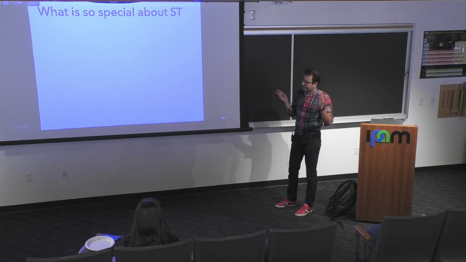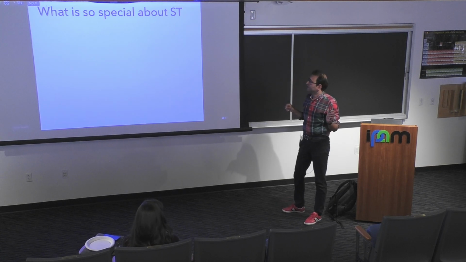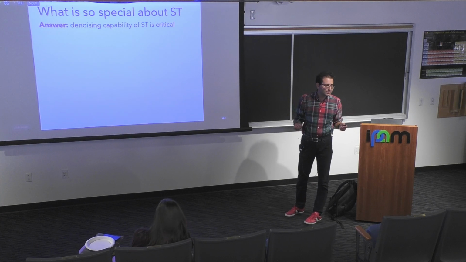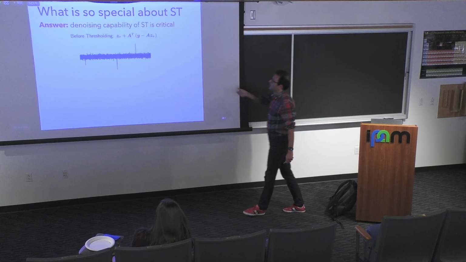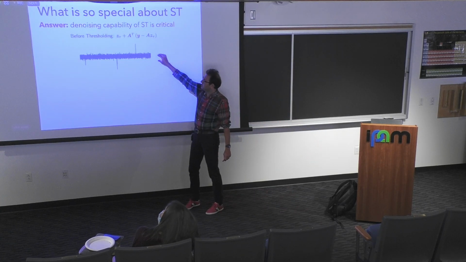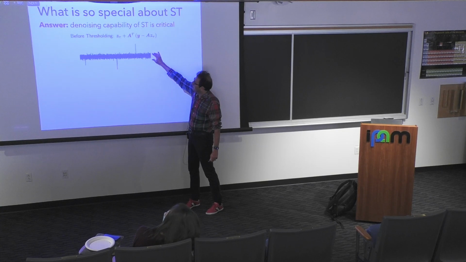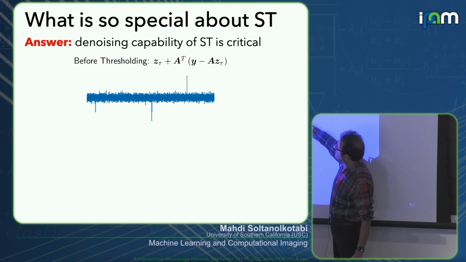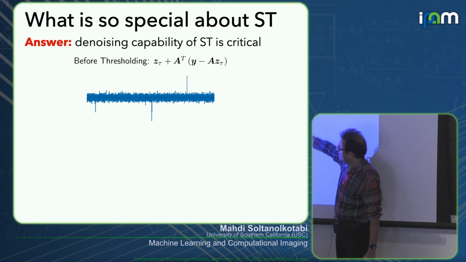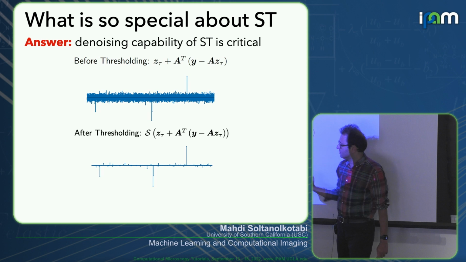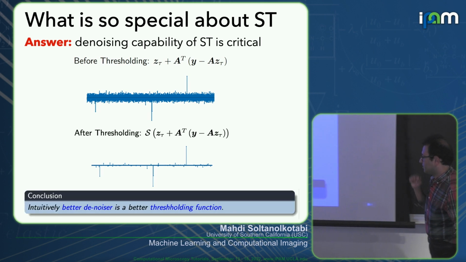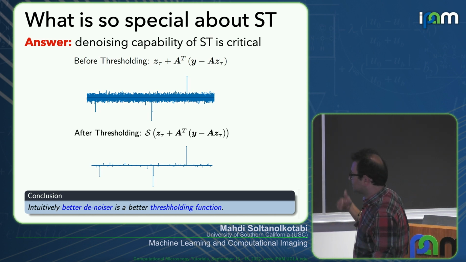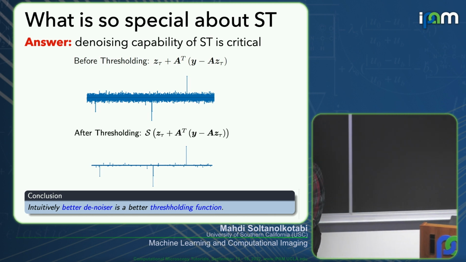Really, the way I think about it, what is so special about soft thresholding is that it's a good denoiser for the class of priors, in this case sparsity, that you're interested in. You can think of each iteration, and this is actually the thought process in some of the earlier compressive sensing work, as having a noisy signal because of the undersampling in the measurements, and you're trying to denoise it. This is why you do soft thresholding. Intuitively, a better denoiser translates to a better thresholding function that enforces your prior.